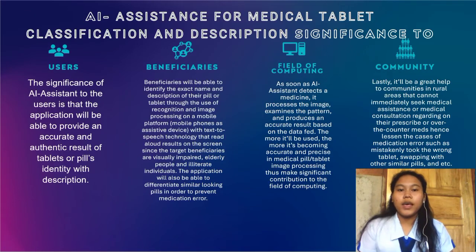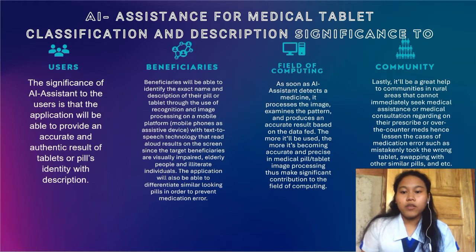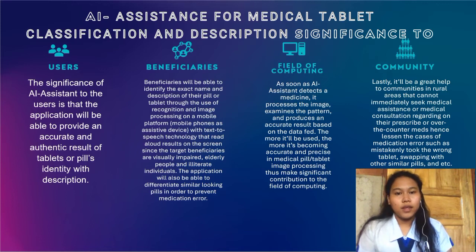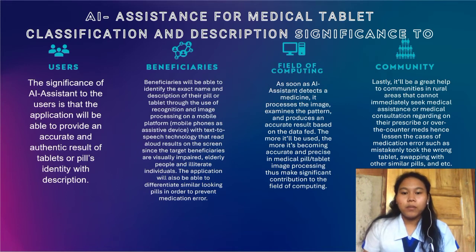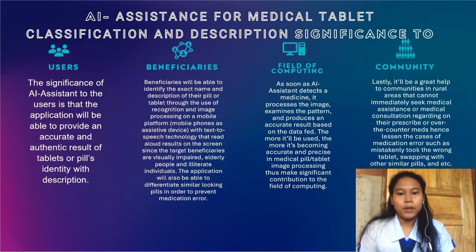The significance of the AI assistant to the users is that the application will be able to provide accurate and authentic results of the medical tablet or pill's identity with description. Beneficiaries will be able to identify the exact name and description of their pill or tablet through the use of recognition and image processing on a mobile platform, mobile phones as assistive devices, with text-to-speech technology that reads aloud results on the screen, since the target beneficiaries are visually impaired, elderly people, and illiterate individuals. The application will also be able to differentiate similar-looking pills in order to prevent medication error.